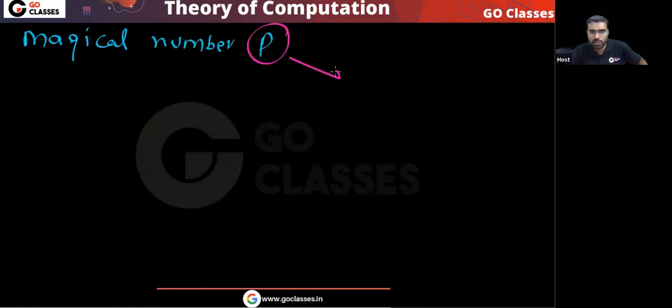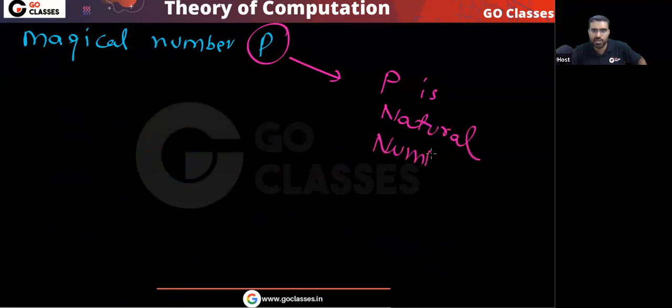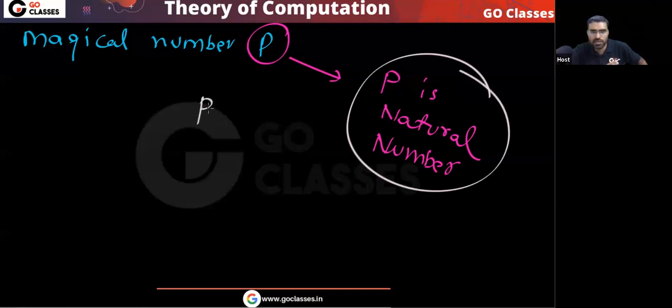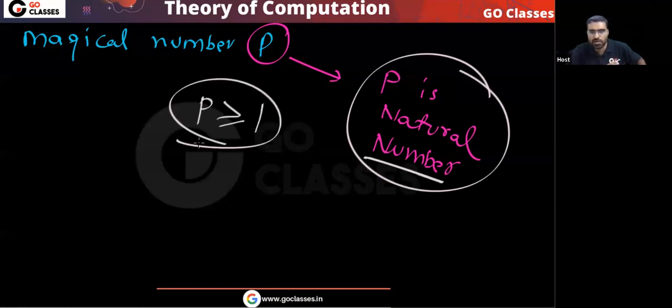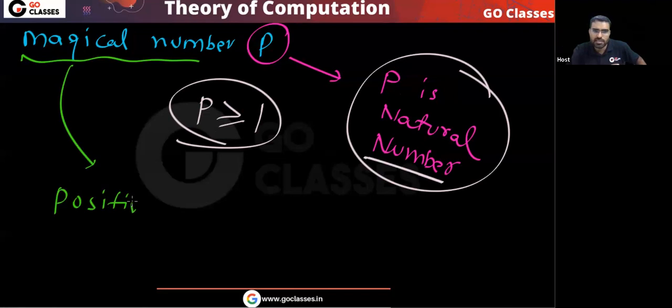This P is an integer. Remember this magical number P. When I say magical number P, this P is a natural number. For example, you cannot take 1.2 or 1.3. This is a natural number, which means this P is greater than or equal to 1. This magical number is a positive integer, some positive integer.